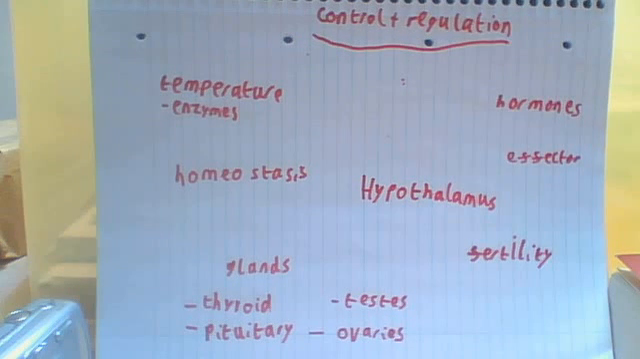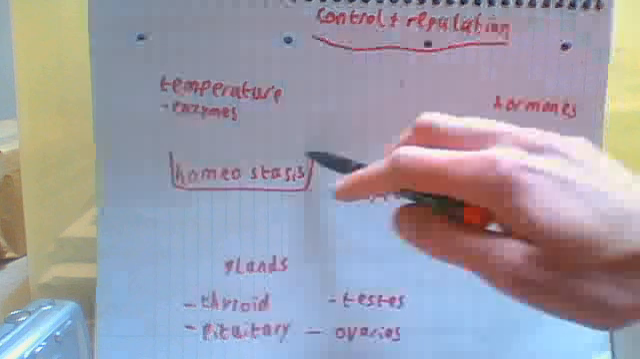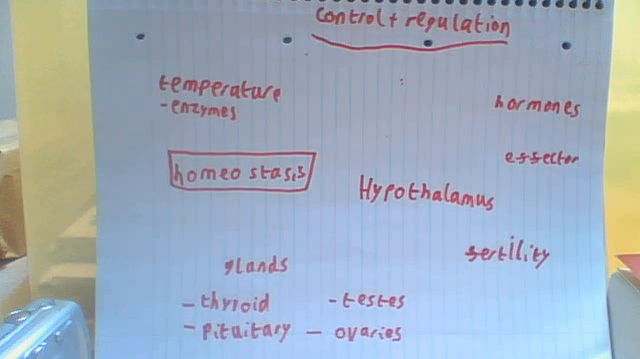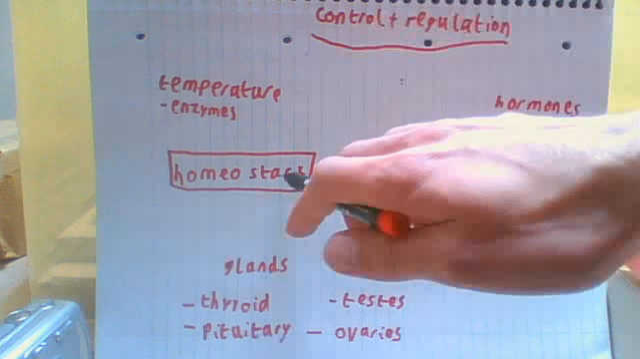Right, so first of all, how do we regulate our temperature, and what is maintaining a constant internal environment inside our bodies known as? Well, the key word here is homeostasis. Homeostasis refers to the fact that we can monitor our internal conditions inside our body and try and keep them constant. So the idea of keeping a constant internal environment is known as homeostasis.